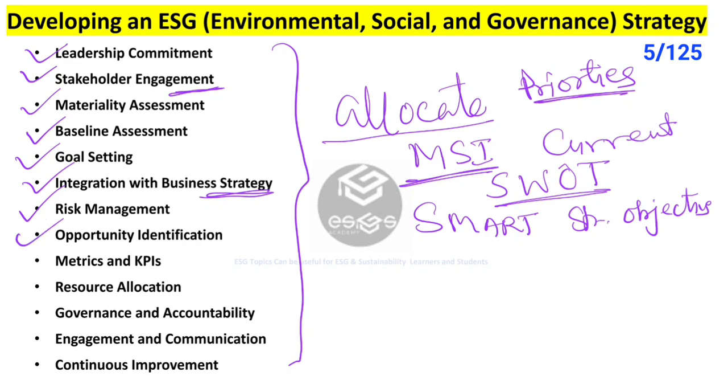The next step is about opportunity identification. In this step of opportunity identification, we identify the opportunities for innovations, for efficiency improvement, and the competitive advantage through ESG initiatives such as product innovations, cost savings, and market differentiations.